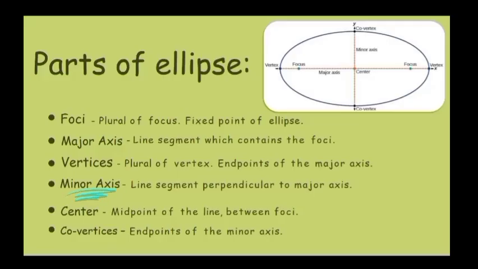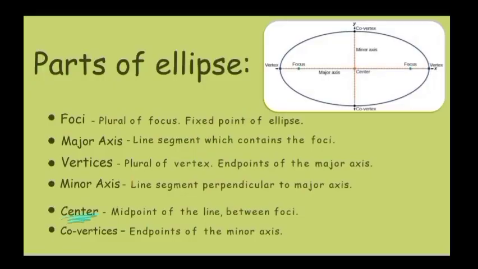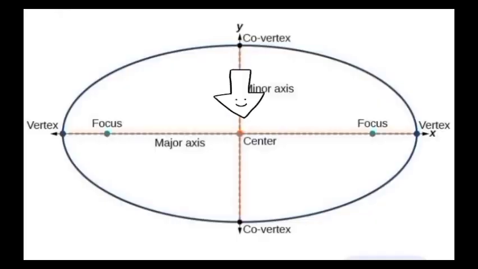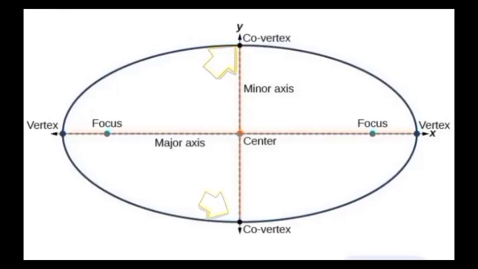Minor axis. It is the line segment perpendicular to the major axis. This line right here is always aligned with the covertices. Center. It is the midpoint of the line. We can find it between the foci. Depending on the coordinates, the center can vary. It can be on the origin, which is 0, 0, or h and k. We also have the covertices, which are the endpoints of the minor axis. It has covertex 1 and covertex 2, which is why it is called covertices.